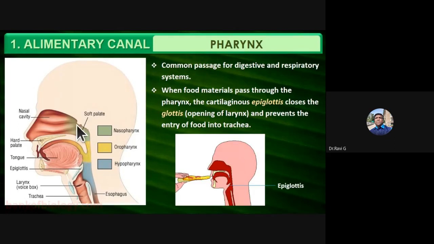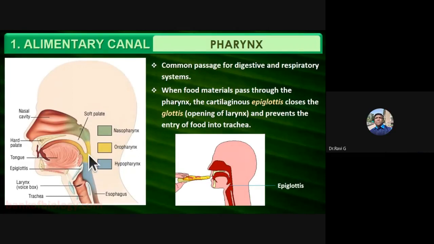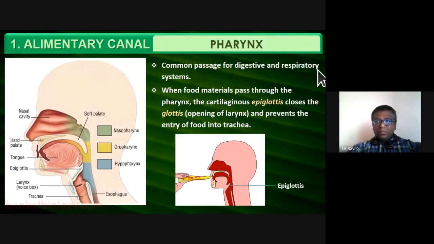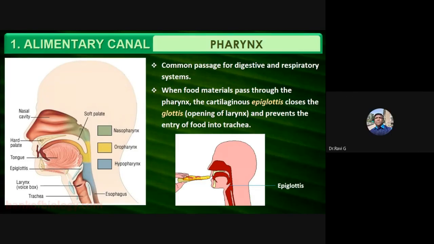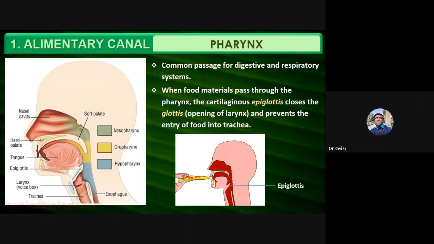It is differentiated into the nasopharynx. You can see the color part of that. The yellowish part is the oropharynx, the oral part of it. Then the hypopharynx, a common opening between the nasal tract and the food pipe, where the glottis is covered by the epiglottis. The pharynx is the common passage for digestive and respiratory systems. When food materials pass through the pharynx, the cartilaginous epiglottis closes the glottis, that is the opening of the larynx, and prevents the entry of food into the trachea. That is the purpose of this epiglottis.